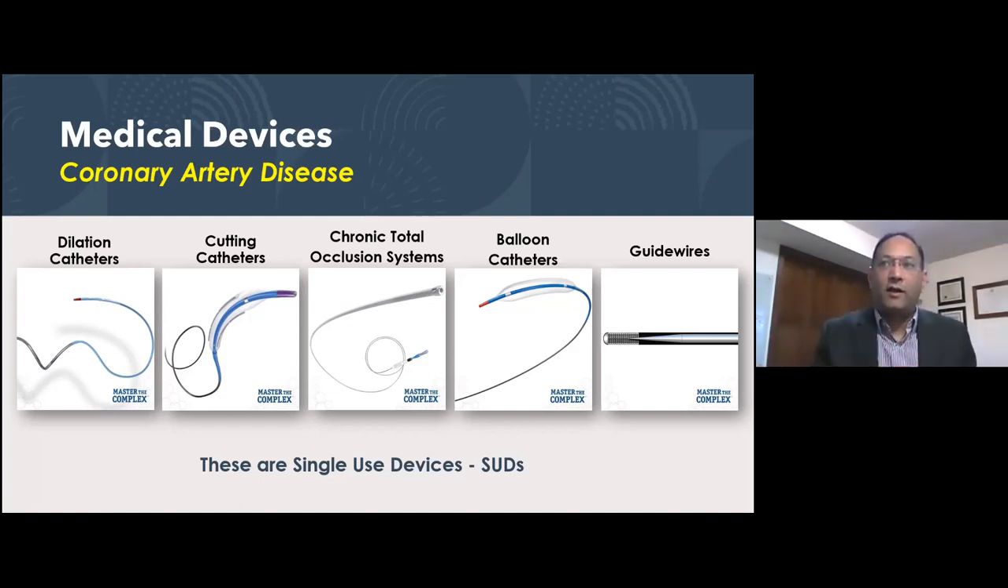The cost is very low. The damage to the body is very small, just a small cut. So there's a tremendous amount of benefits. What I also want to point out at this point in time is that in the world of medical devices, there's something called single-use devices. These are all single-use devices. Single-use devices are treated very differently by the regulatory agencies than chronic and implantable devices, which is where I'll go next.